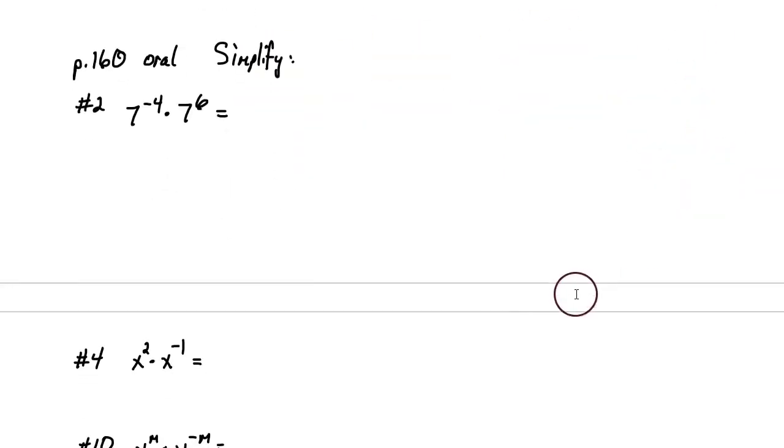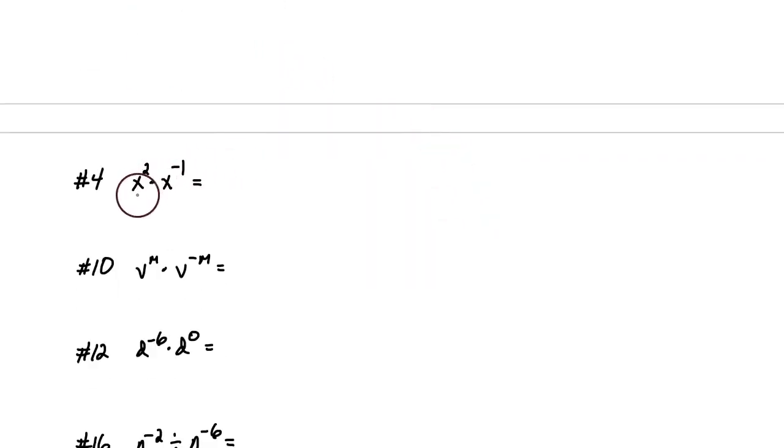Page 160. This is when we were just practicing our 6 exponent rules. To multiply things that have the same base, keep the base, add the exponents. Number 4, to multiply things that have the same base, keep the base, add the exponents. This is just equal to x. Number 10, to multiply things that have the same base, keep the base, and add together the exponents. But when you add m and negative m, you get a 0. Any number to the 0 power makes 1.